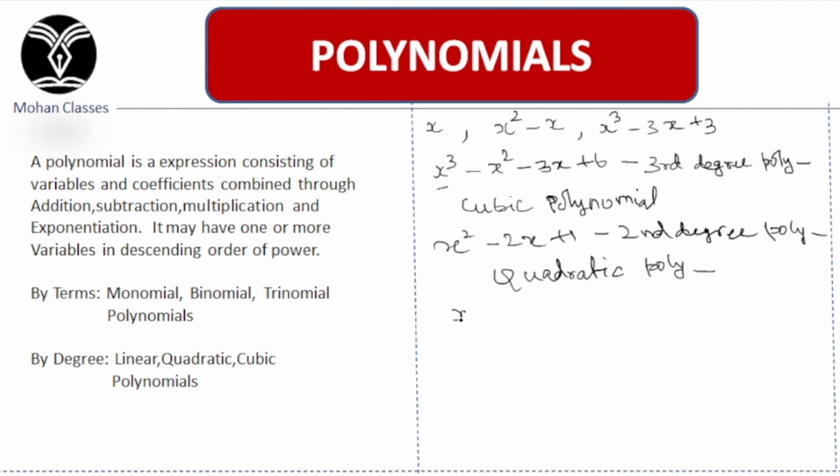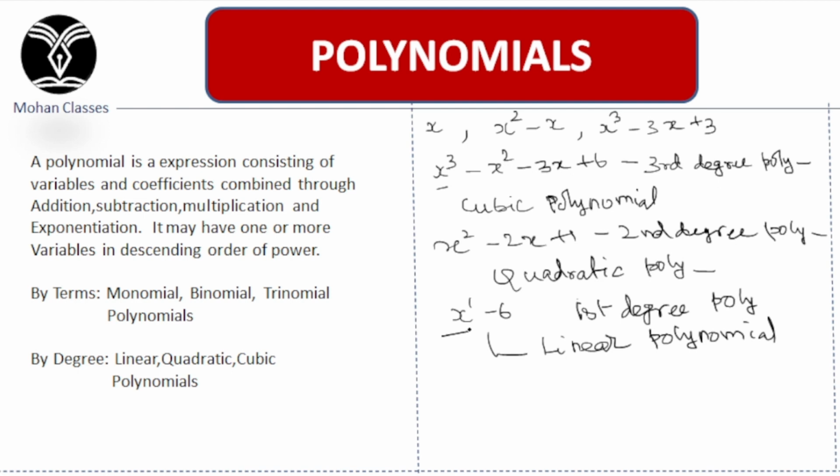What about this? x minus 6. Here the power of the variable x is 1. So we can call it a first degree polynomial, or we can call it a linear polynomial. Clear? If the power of the variable x is 1, we call it linear. If the power is 2, we call it a quadratic polynomial. If the power is 3, we call it a cubic polynomial.